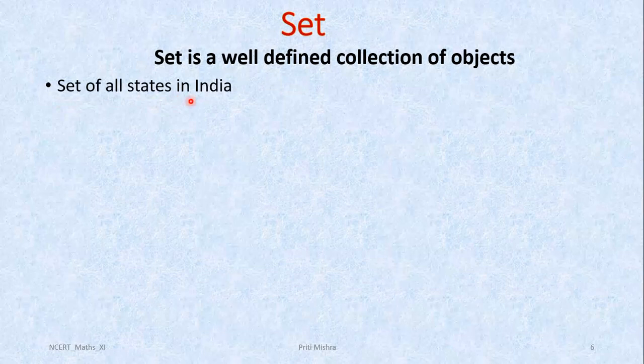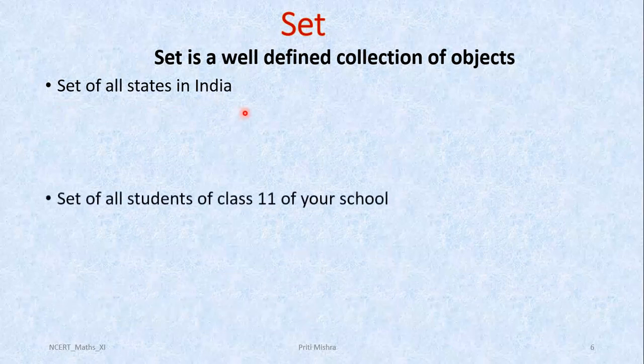Let's have some examples of sets. Set of all states in India. We have 28 states in India, and all 28 states have the same common property that they belong to the country India. That's why they all can be kept in the form of a set. So this is a set.